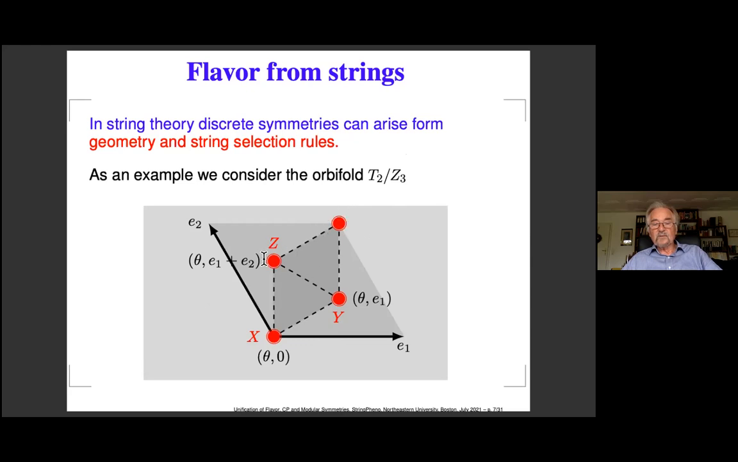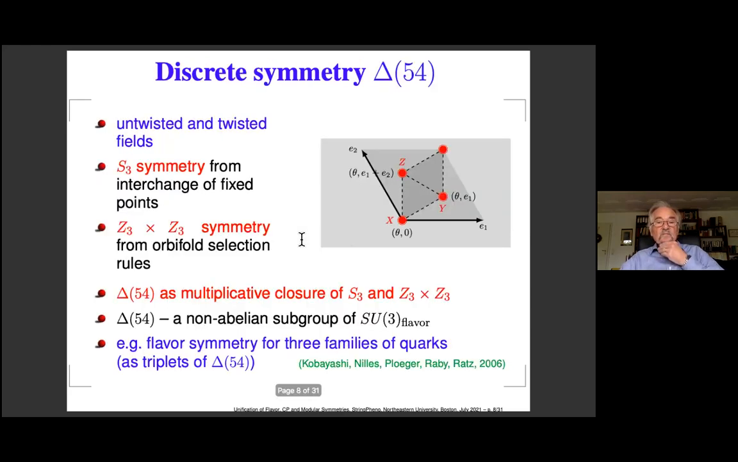And the Z3 orbifold is the one where you take this fixed point, which is the same as X. You take this one, flip it over, and glue it at the edges. That's the Z3 orbifold. So we have these fixed points, and at the fixed points, we can have twisted fields, which are located at these fixed points.